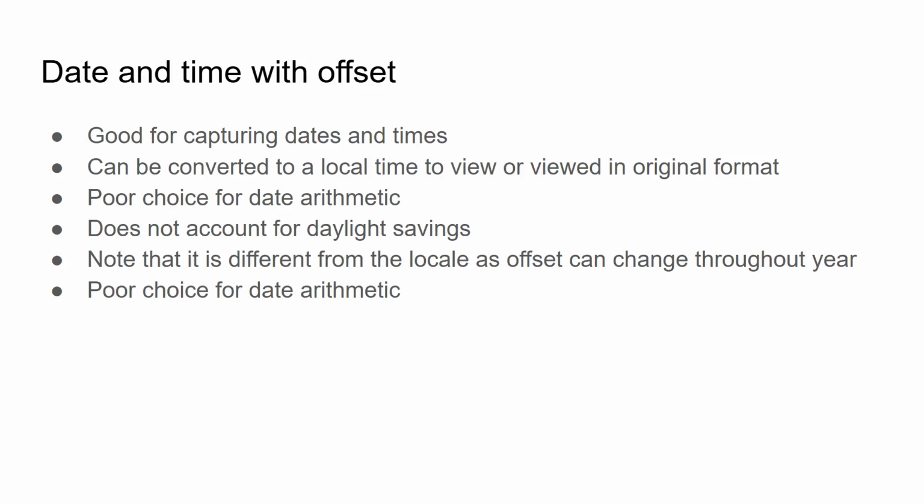One other way of storing dates, which captures a lot of the good qualities of local time and the good qualities of UTC time, is a date and time with an offset. What's great about this is that you can see it in the actual time that the event was recorded, and it's clear about what time that was. And you have enough information to convert it to your local time as well, given you know your own locale.